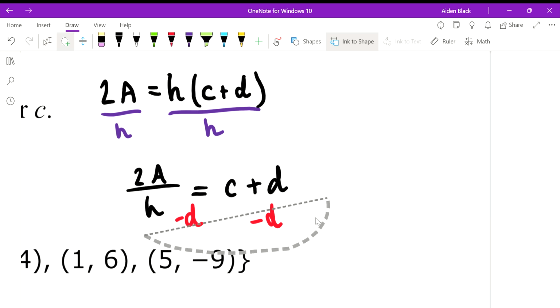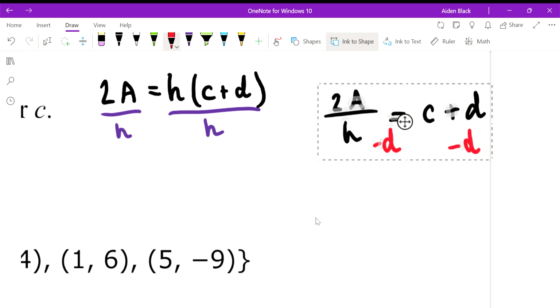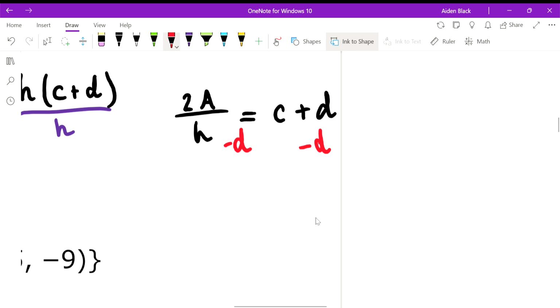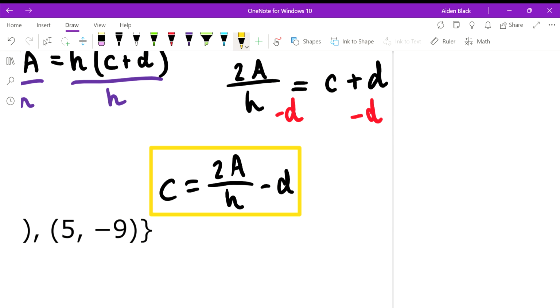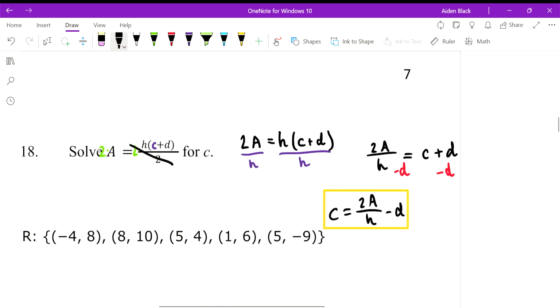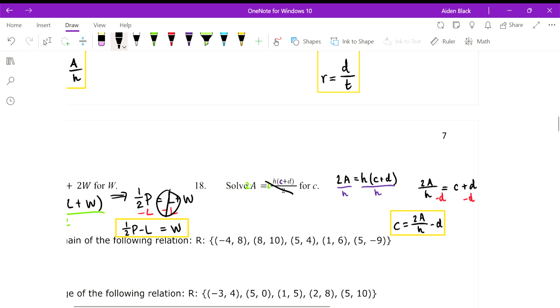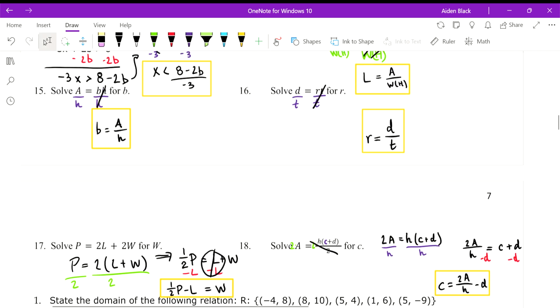Okay, now what that gives us, though, be careful, is the subtraction of d doesn't get distributed into this ratio here, 2a over h. You have to keep this separate. 2a divided by h minus d equals c. And I'll actually rewrite this like this. There we go. So those are literal equations. You're just solving for a variable. You don't need to know what the other variables' values are.